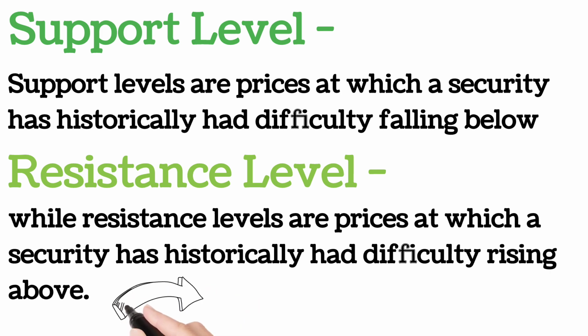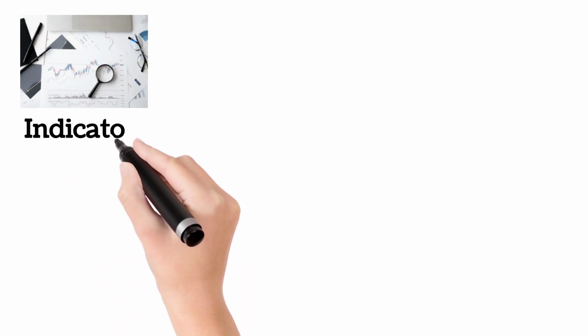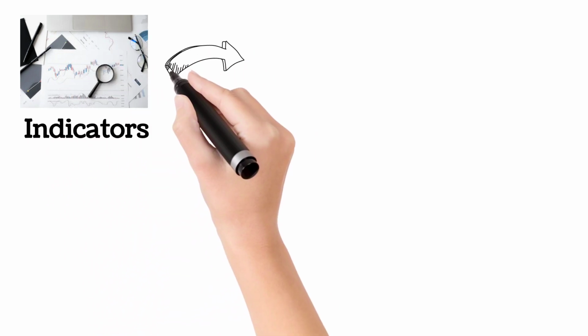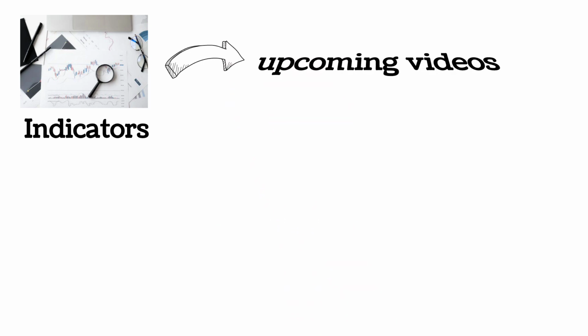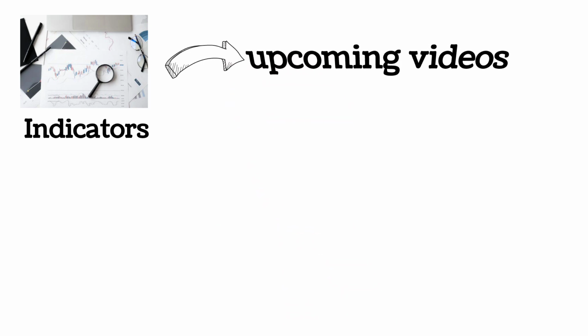Now moving on to another topic. Once trends have been identified, technical analysts use a variety of indicators to confirm their analysis. Don't worry, I will discuss each and every indicator, such as the Relative Strength Index, that is RSI, and Bollinger Bands, among others.